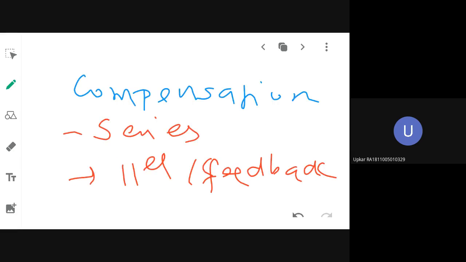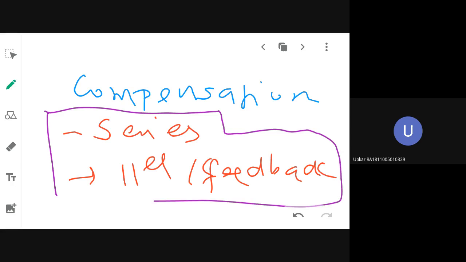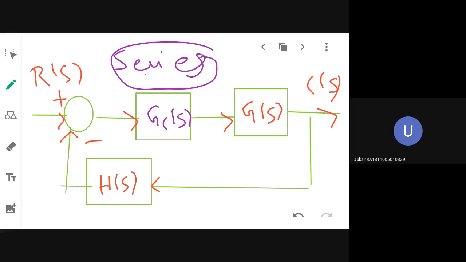Next, you will move on to what are the different ways of compensation that you are having. Basic methods are two. One is series compensation. Second one is parallel or feedback compensation. So these are the two types of compensation that you are having. Let us discuss in terms of block diagram what is the difference between the series compensation and feedback compensation.